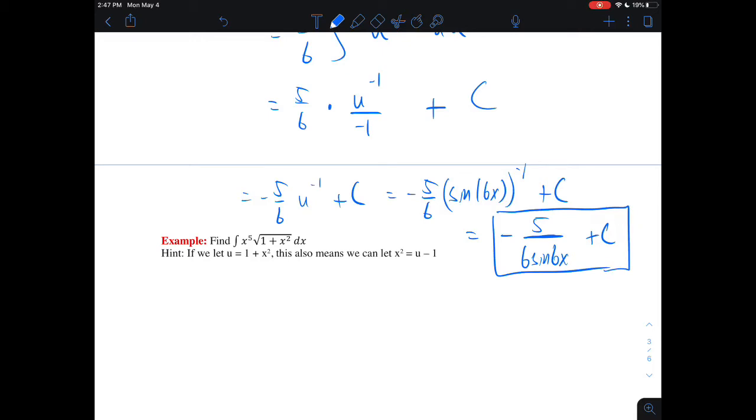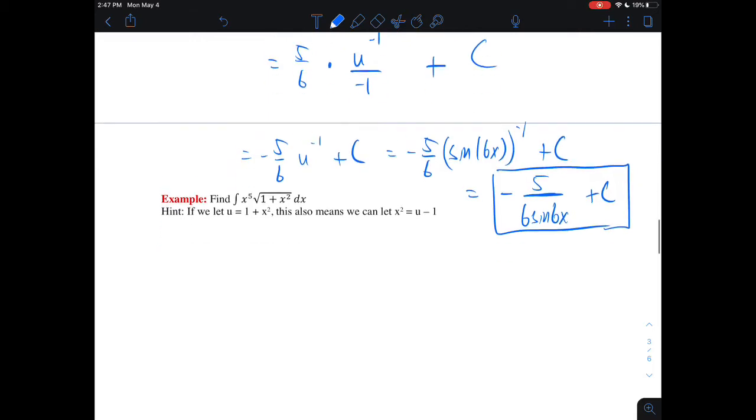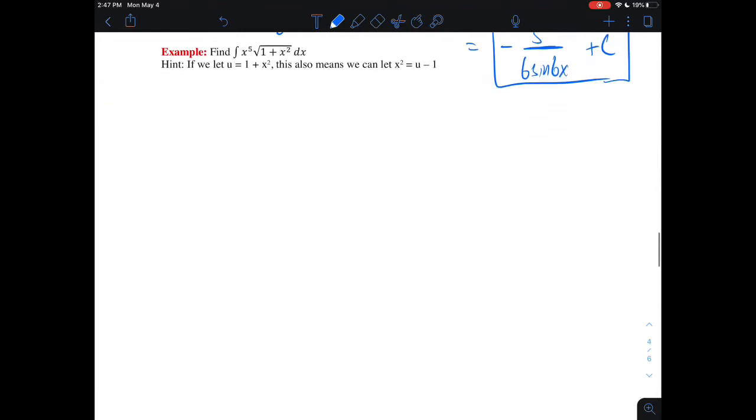Okay, let's keep practicing with a few more. Find the indefinite integral of x to the 5th times the square root of 1 plus x squared dx.